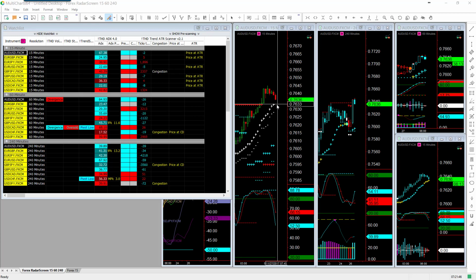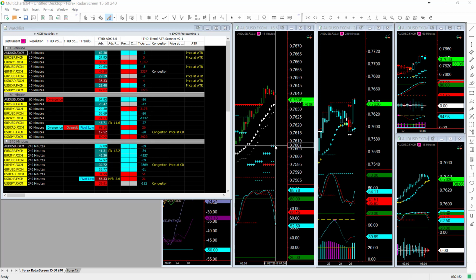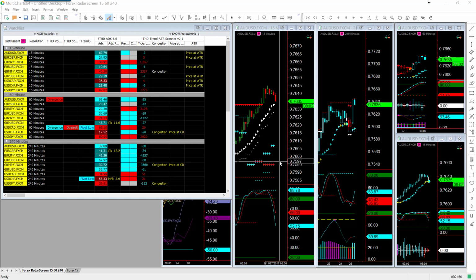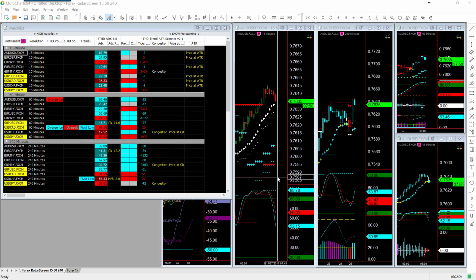The white ATR is a plus sign. The white dot is a congestion dot. The blue plus sign is the 60-minute ATR. The blue dot is the congestion dot from the 60-minute chart. The red plus sign is the red ATR from the 240-minute chart. And then the red dot is the congestion dot from the 240-minute chart.